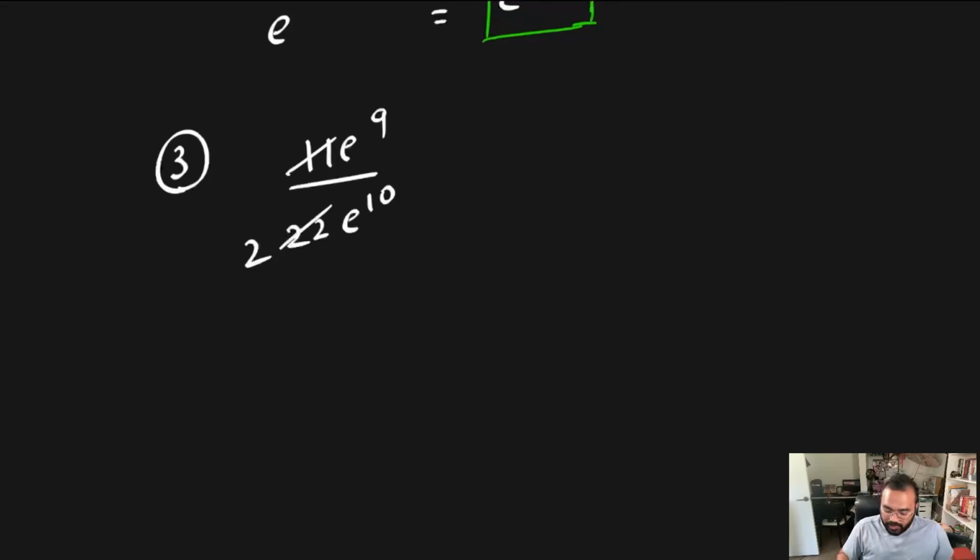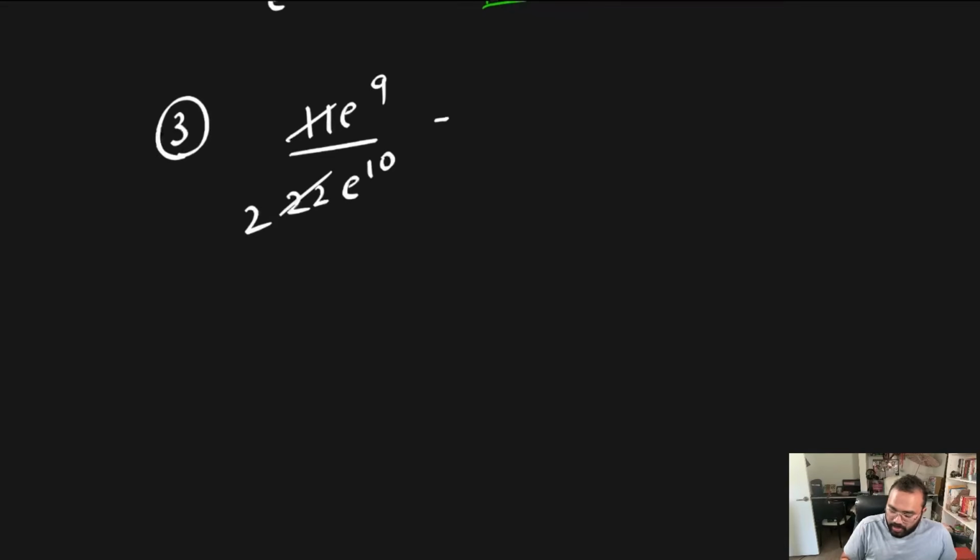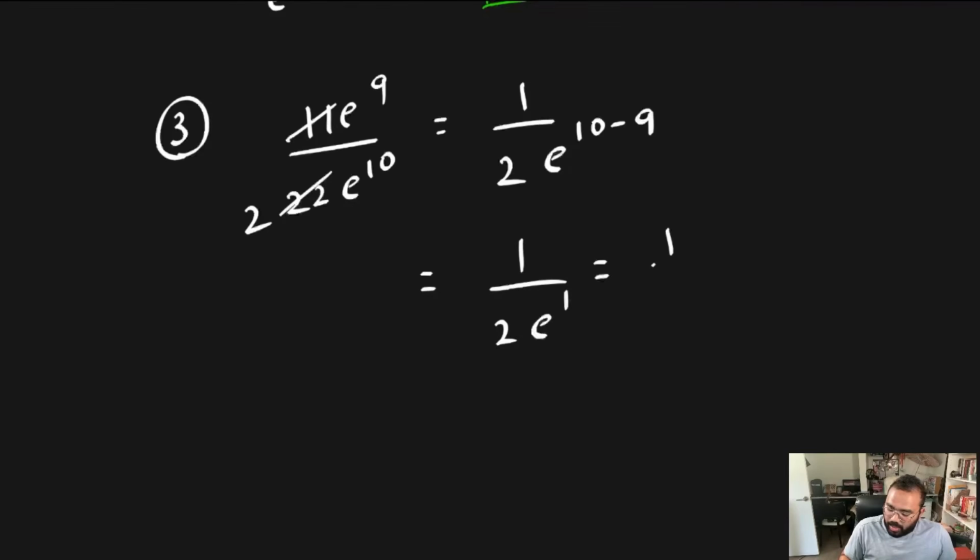So how can we simplify this? It is going to be 1 by 2 e to the power of 10 minus 9. Those are the number of e's that will be left over. So it is 1 by 2, and 10 minus 9 is 1. So it is going to be simply 1 by 2e. That is the answer for this question.